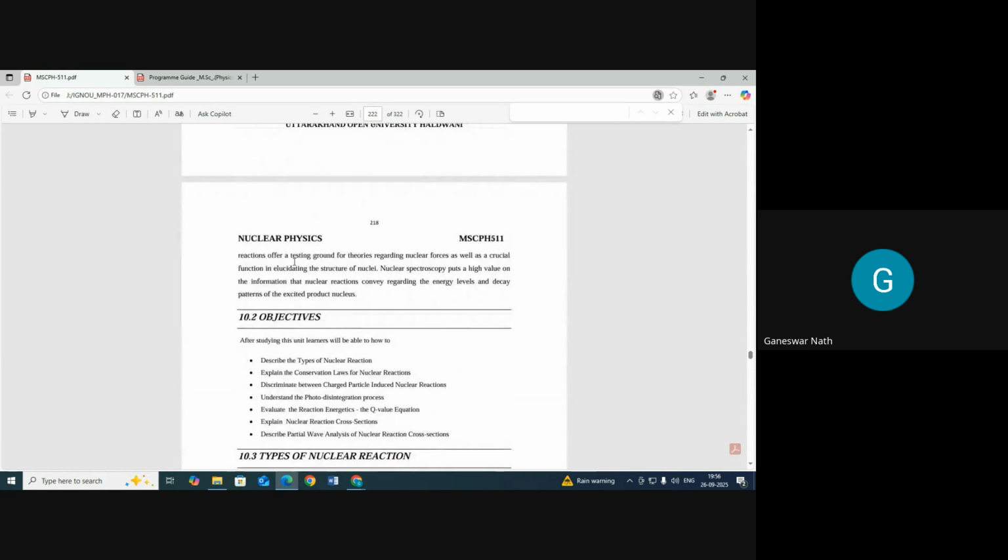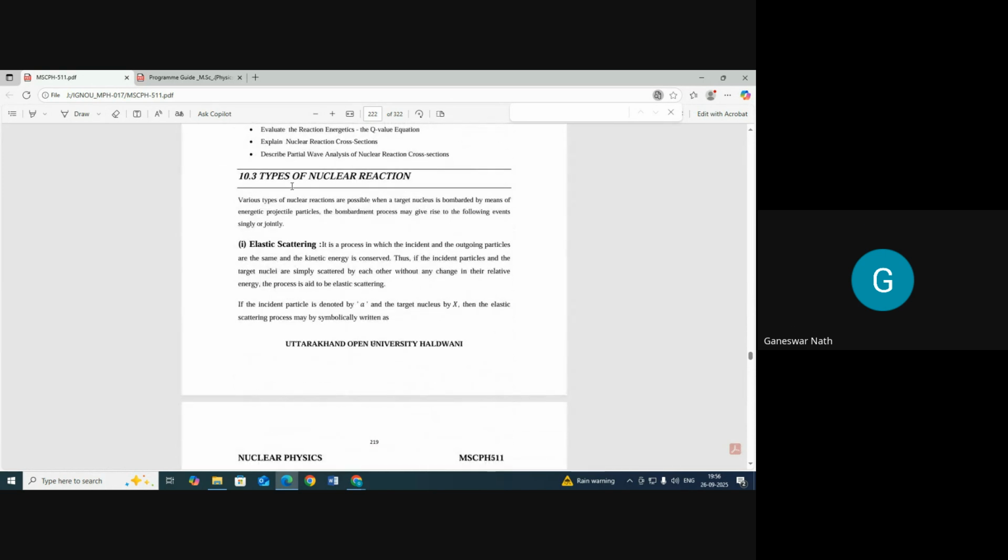Okay, thanks. So we are dividing nuclear reactions into different types. One is elastic scattering, which is a simple process. In an elastic process both the energy and the momentum are conserved. It is a process in which the incident and outgoing particle are the same, and the kinetic energy is conserved. Thus, if the incident particle and the target nuclei are simply scattered by each other without any change in their relative energy, the process is said to be elastic scattering.